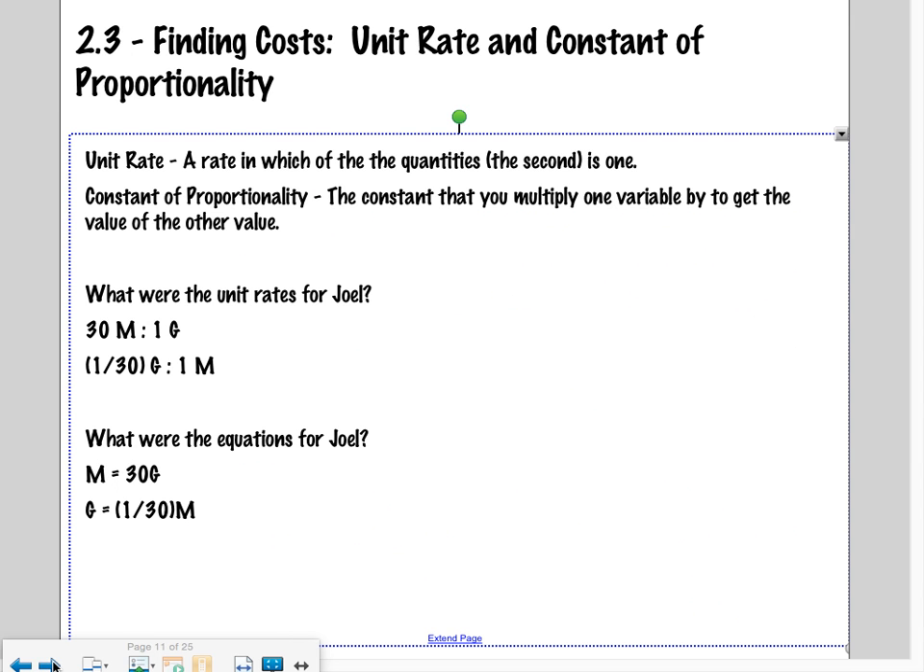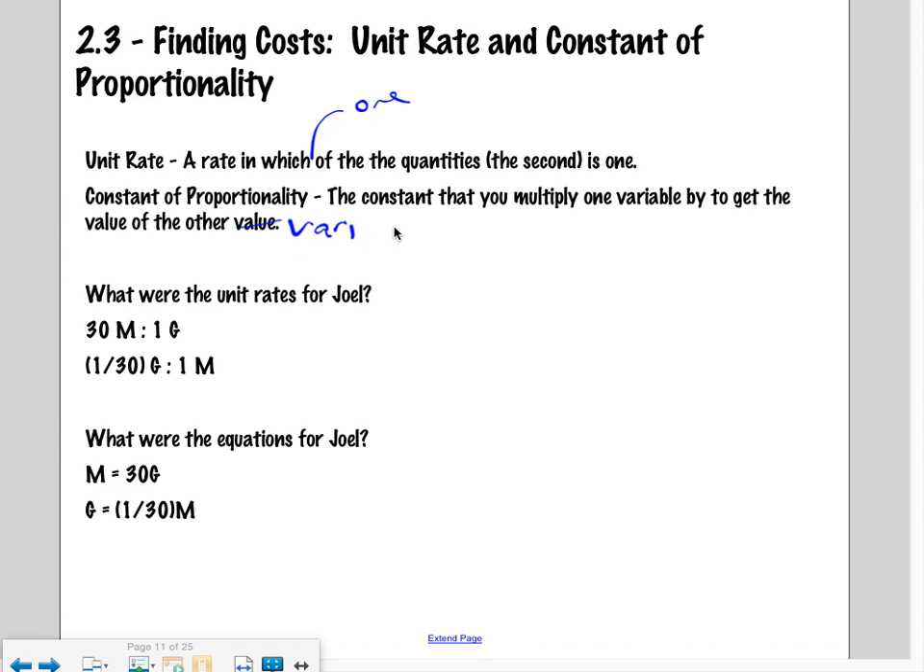All right, so moving on to 2.3, unit rates and the constant of proportionality. So a unit rate is a rate in which one of the quantities is 1. So, all right. So the constant of proportionality is the constant that you multiply one variable by to get to the value of the other variable.